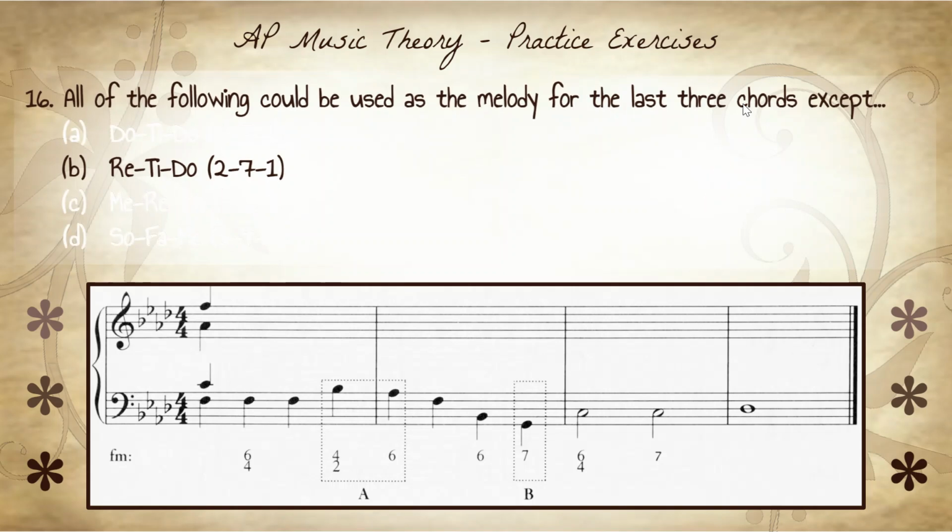The correct answer is B. We already know that the chord analysis is a second inversion tonic to a dominant seventh to a submediant. The first chord, the tonic in second inversion, does not contain the second scale degree, right? So therefore this cannot be the correct answer.